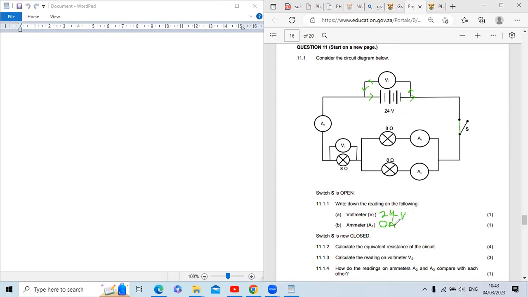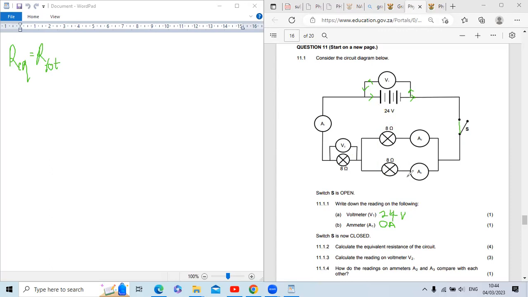And now they say calculate the equivalent resistance of the circuit. When they say calculate the equivalent resistance, they basically mean calculate the total resistance. So R equivalent is basically the same as R total. And then that means we have to use these resistors and determine, firstly, how they are connected with respect to each other. And then after that, we can determine what we have to calculate.